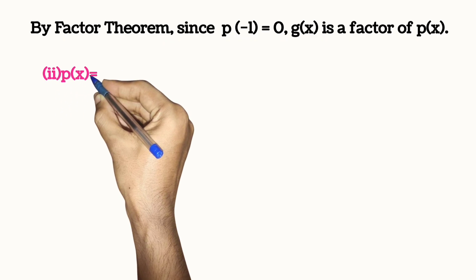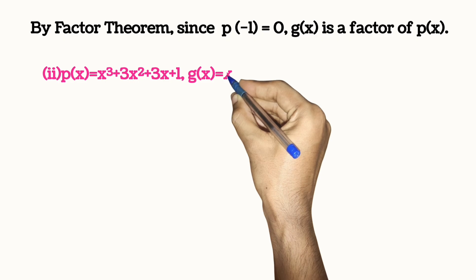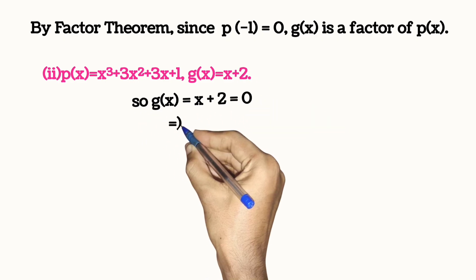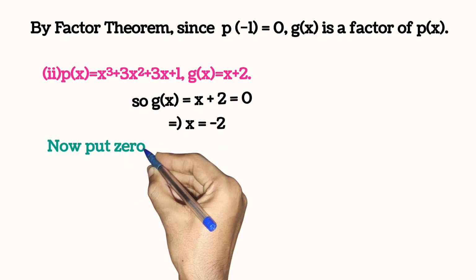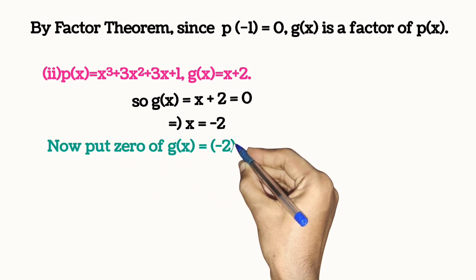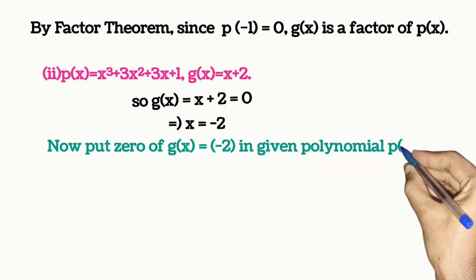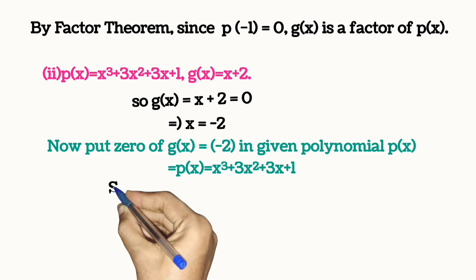Another polynomial p(x) = x³ + 3x² + 3x + 1 and g(x) = x + 2. So g(x) = x + 2 = 0 and x = −2. Now put the zero of g(x), which is −2, in the given polynomial p(x) = x³ + 3x² + 3x + 1.